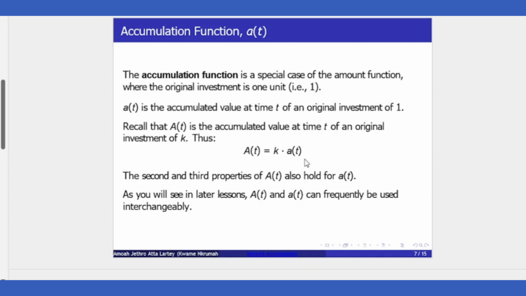Okay, so the second and third properties of the amount function still hold, right? It is generally increasing, and if the interest accrues continuously, then the function is also continuous. As you will see in a later lesson, A(t) and small a(t) can frequently be used interchangeably. One thing I want you to pay attention to is this. Keep this in mind, because it really helps. The properties of the accumulation function and the amount function, pay attention to them. It really helps.